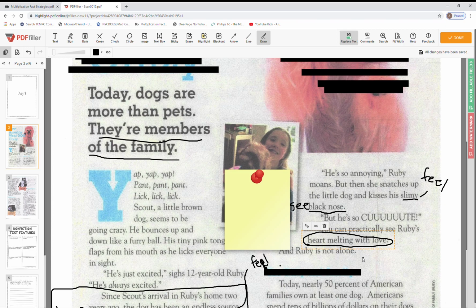And Ruby's not alone. So now we're going to come back. Do we have any idea who this dog right here and who this little girl is right here? That's right. That's Scout, and Ruby, right?